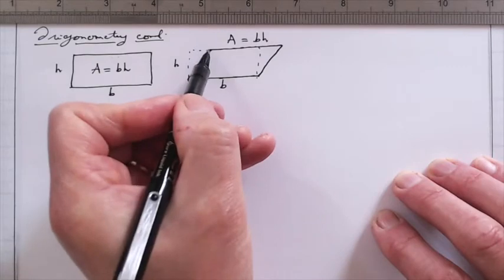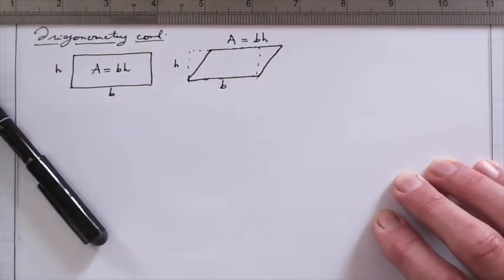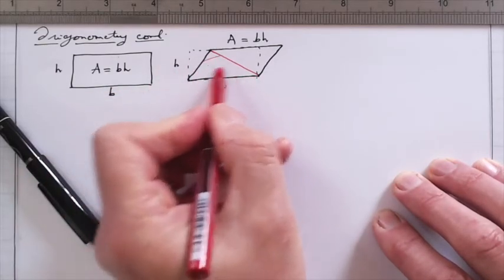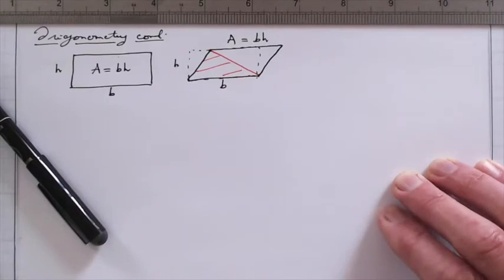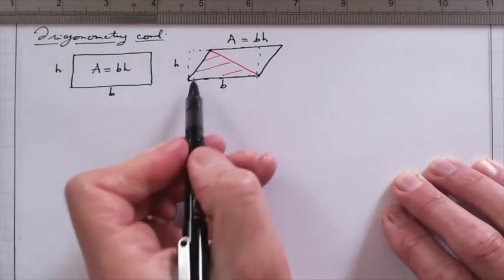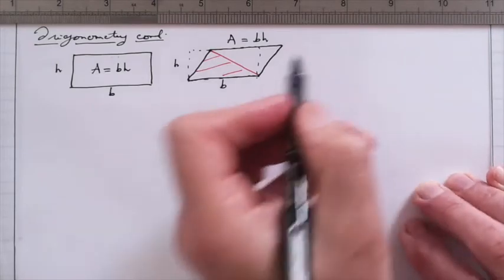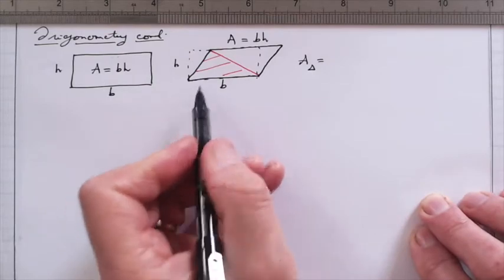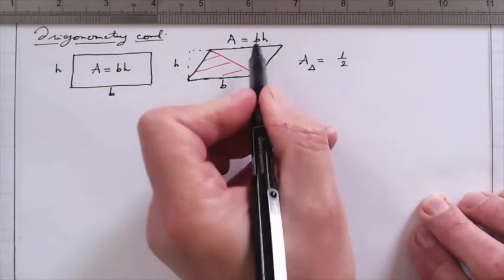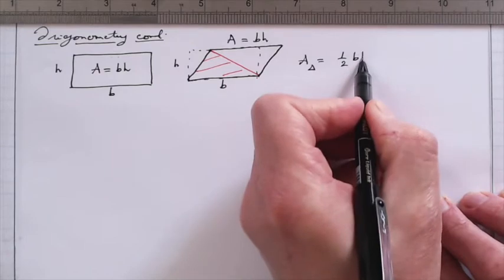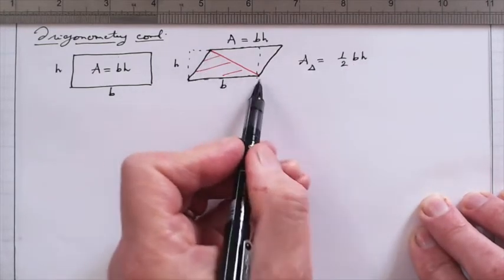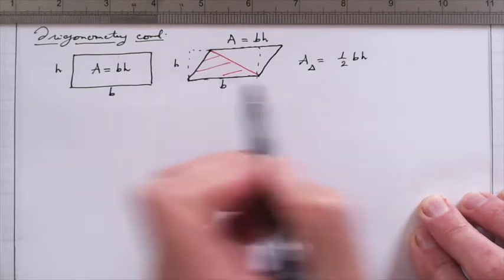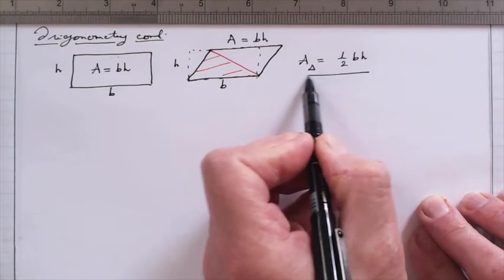And now if I bisect this parallelogram with a diagonal and look at, say, this triangle here, then the area of that triangle will be precisely half the area of the parallelogram by symmetry. And so the area of the triangle will be a half of the area of the parallelogram, a half base times height. So if you have a triangle and you know its base and its height, the height perpendicular to the base, then you have this simple relationship.